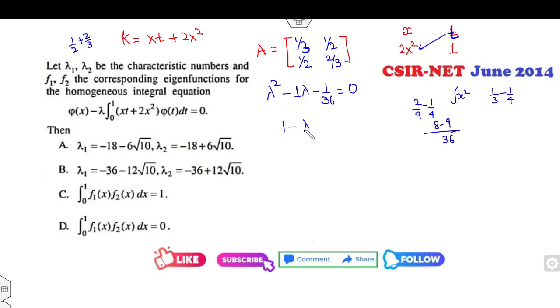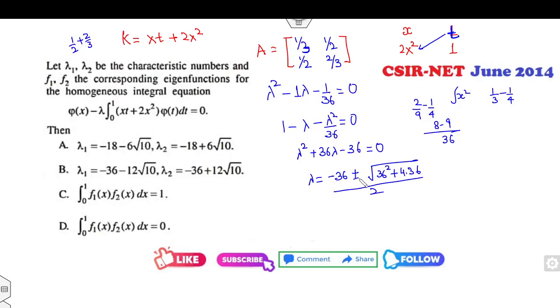Or I can write the equation is 1 minus lambda square. Okay, fine. Or I can multiply by minus 36. So the equation will be minus b plus minus square root of b square minus 4 into 36, divided by 2. So clearly, both the eigenvalues are different because the quantity b square minus 4ac is positive. Fine. So therefore it's a minus of 18. So this number is cancelled.